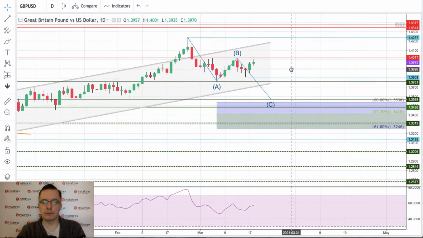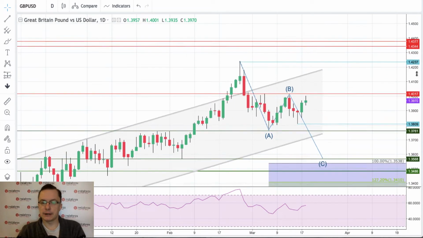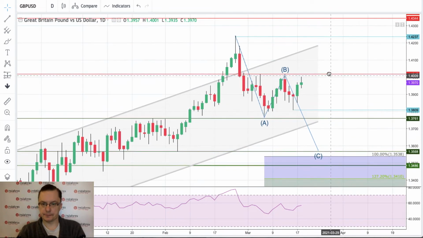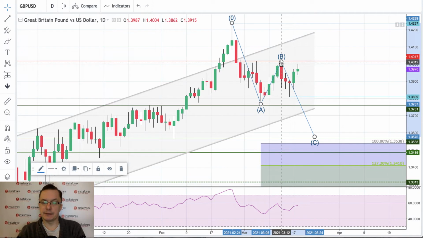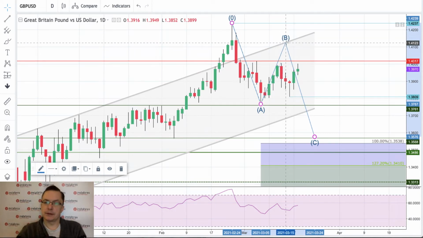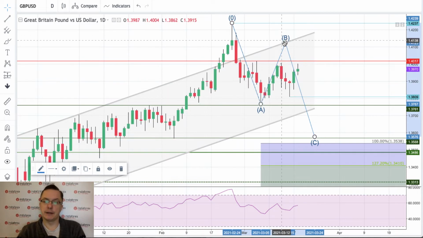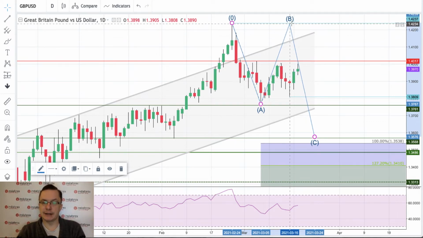Maybe one more word about the high of the wave B. The high of the wave B is so far at 1.4017. If this level is violated, please remember that this high might go as well as here, where the technical resistance is, which is of course made after the upper channel boundary. It can go as high as here. Still no problem.